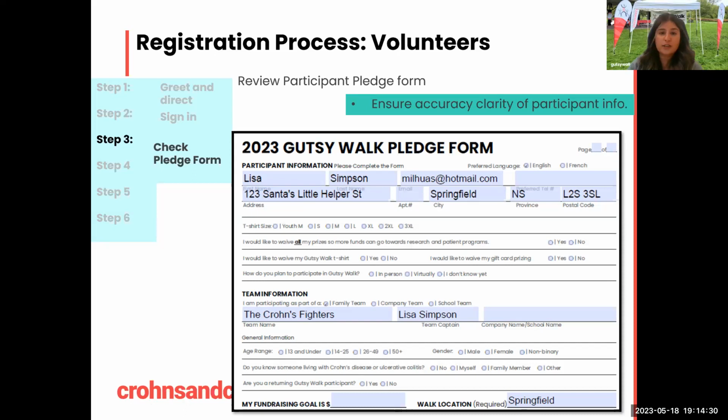And you want to make sure that when someone does hand in the pledge form, it's filled out properly. So you want to have their first name, their address, whether they're a part of a team, and the walk location. And as you can see here, this is a photo of this year's pledge form. And if they're not handling any offline money, there is no need for them to fill out this pledge form.